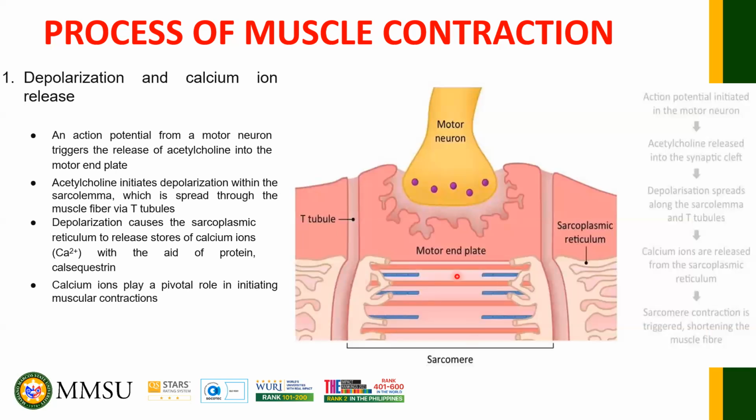This is the muscle fiber already. Okay? So when the action potential now reaches the terminal end of the motor neuron, yung motor end plate, it will trigger now the release of the neurotransmitter, which is the acetylcholine, doon sa synaptic cleft, which is yung small gap between the motor neuron and the muscle fiber.